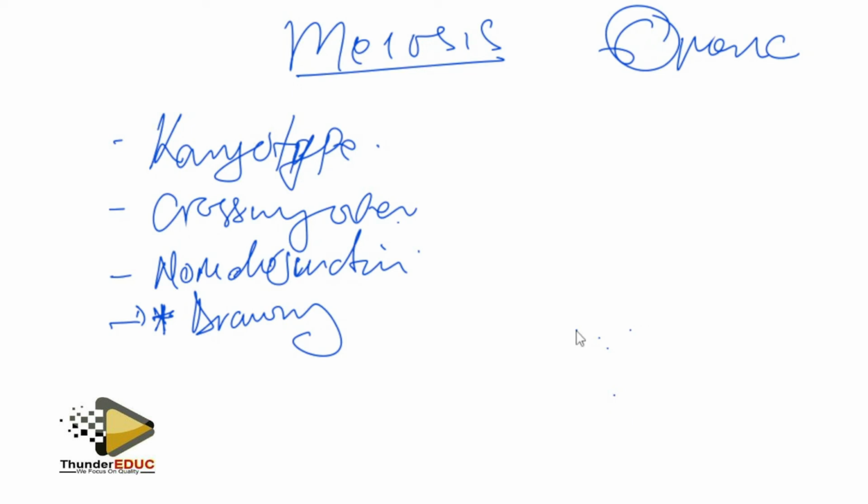Before I go to non-disjunction, where does crossover take place? It takes place during prophase 1. Don't just say prophase. We will get it wrong. Prophase 1.